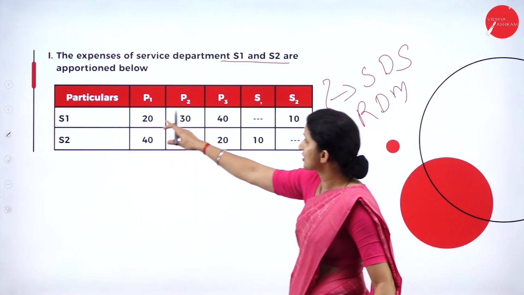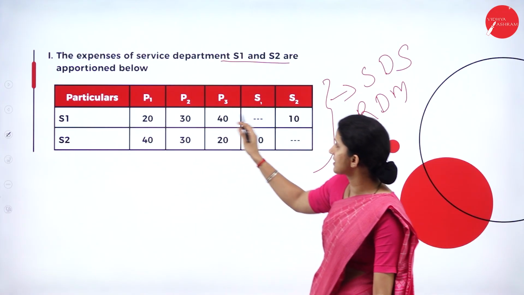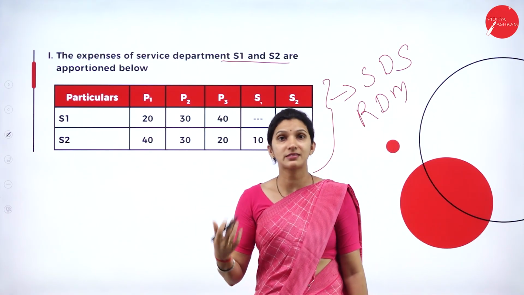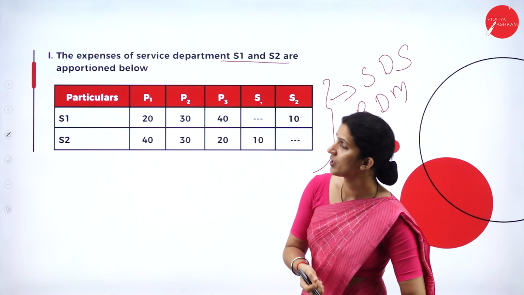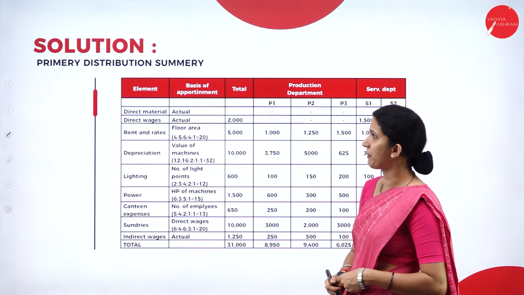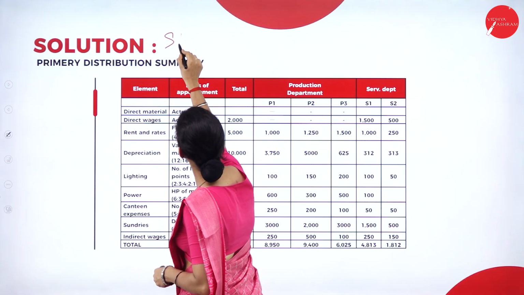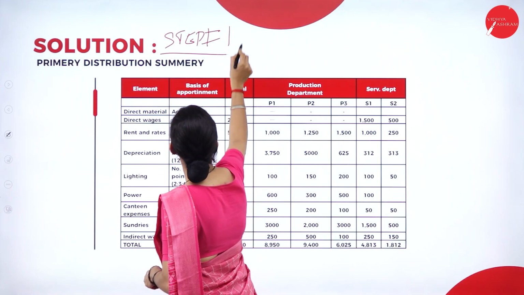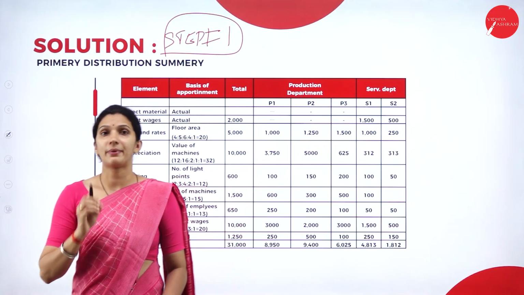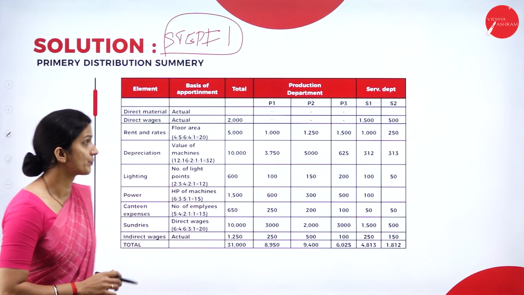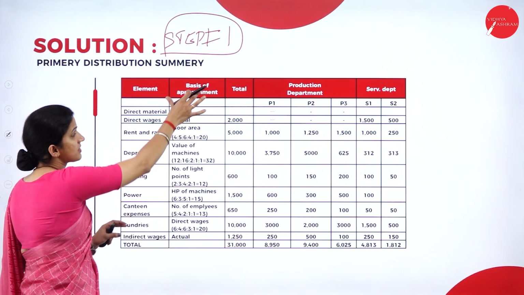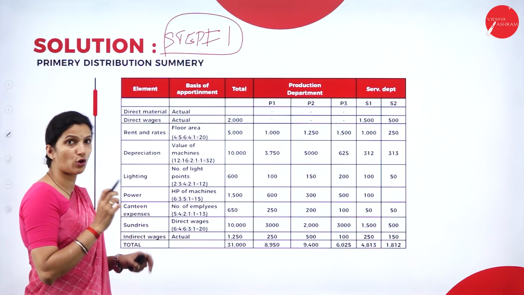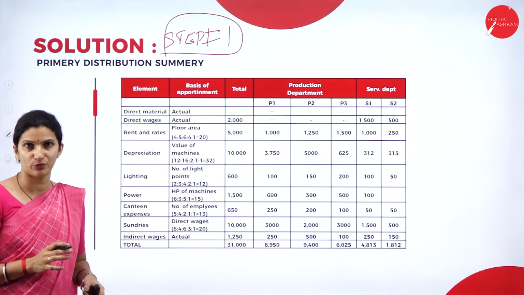So here S1 and S2, we will take this ratio while we prepare the secondary distribution table. So first we'll see the solution part. Step 1, it is the preparation of primary distribution summary. So the columns are the element, then basis column, then total column, then 5 department-wise columns.